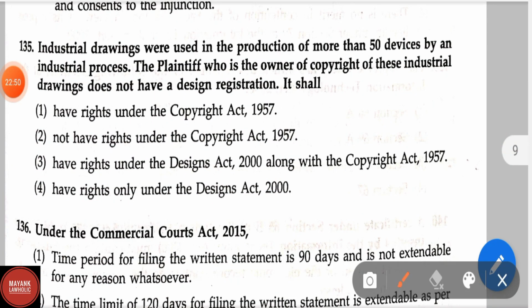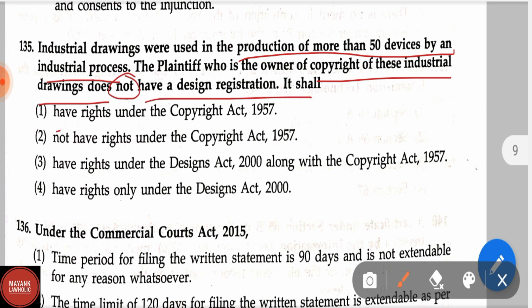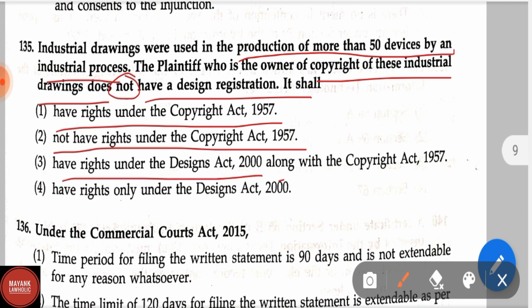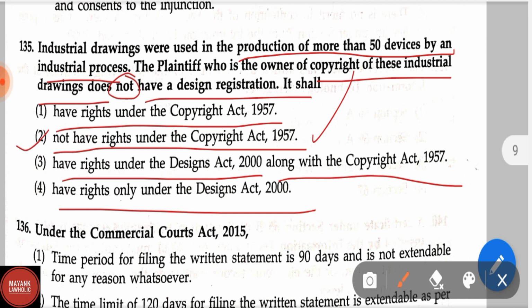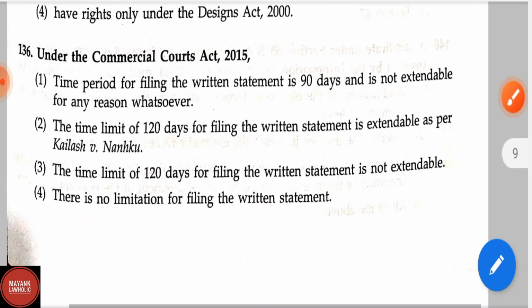Industrial drawings were used in the production of more than 50 devices by an industrial process. The plaintiff, who is the owner of copyright of these industrial drawings, does not have a design registration. It shall, options are: have rights under the Copyright Act 1957, not have rights under the Copyright Act 1957, have rights under the Design Act 2000 along with the Copyright Act 1957, and option 4, have rights only under the Design Act 2000. Here, the correct answer is option 2, does not have rights under the Copyright Act 1957. Now let us see the question number 136.